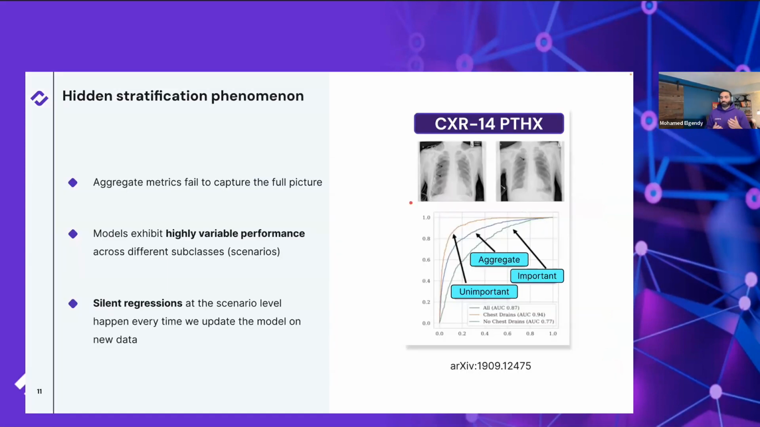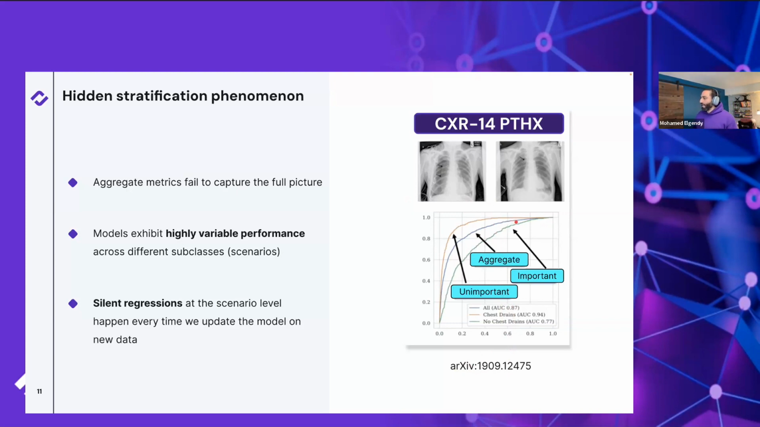Now, these variations in model performance at the scenario level have been coined by researchers as the hidden stratification phenomenon. I cited the paper here for you to take a look at, but the authors ran a case study on an imaging problem, detecting cancers in X-ray imagery.